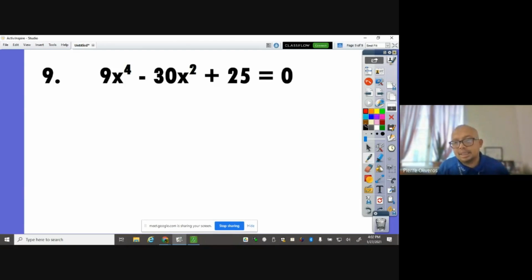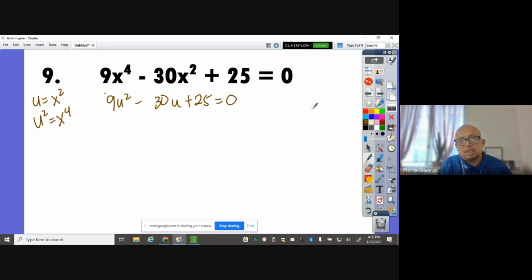Next, 9x to the fourth minus 30x squared plus 25. Again, this is a higher degree, so I'm going to make u as x squared, and u squared is equal to x to the fourth. 9u squared minus 30u plus 25 is equal to 0. If you notice, this is a perfect square trinomial because 9 and 25 are both perfect squares. So I know that this will be 3u, 3u, because 3u times 3u is 9u squared. And 25 is a perfect square, which is a 5 and a 5. So this is positive and that's negative.